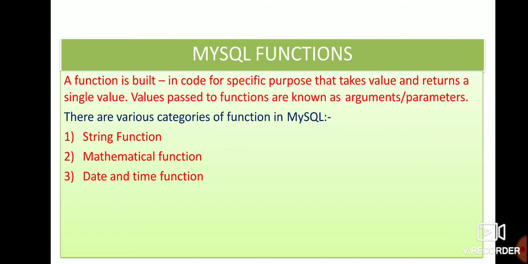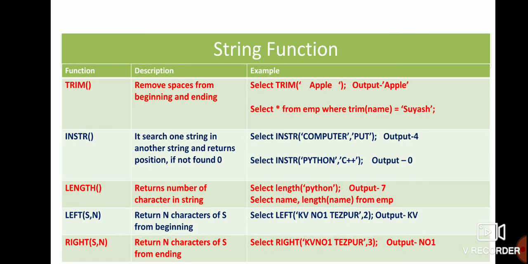A function is built-in code for a specific purpose that takes a value and returns a single value. Values passed to functions are known as what? Your arguments or parameters. There are three types of SQL function: first is string function, mathematical function, and date and time function. String function is also known as text function, as mentioned earlier. So there are various functions you can see.